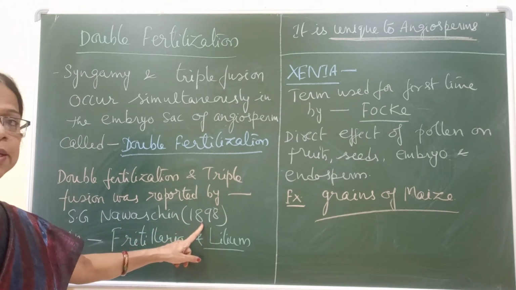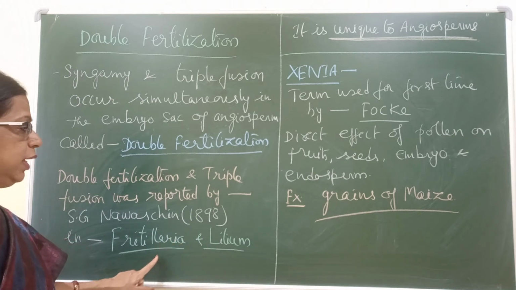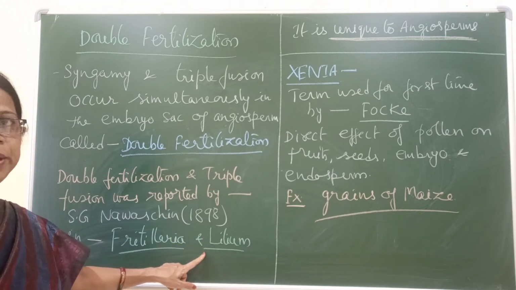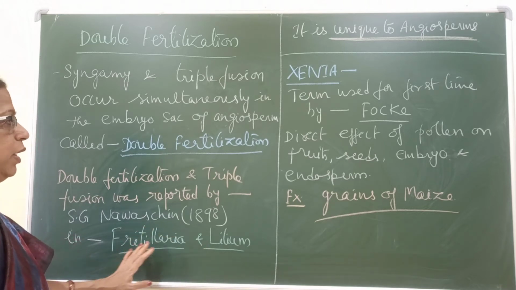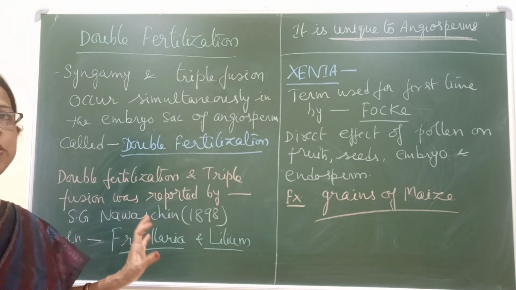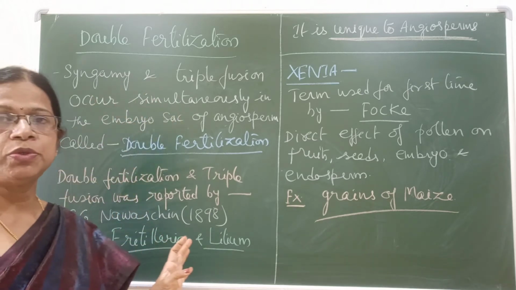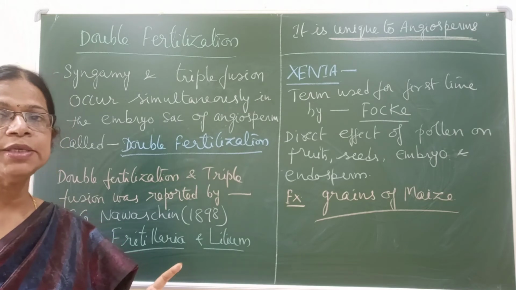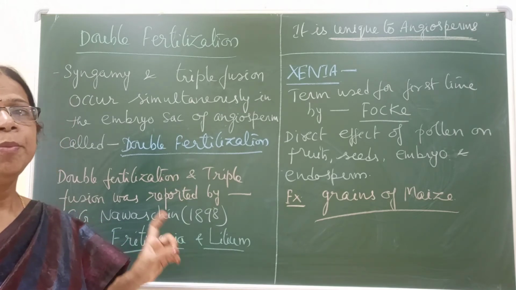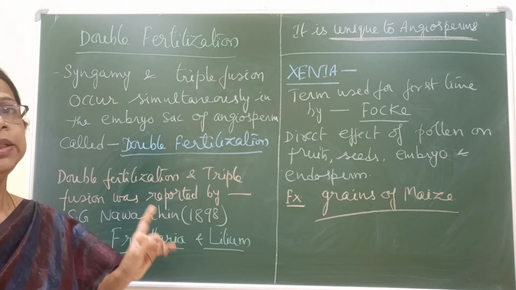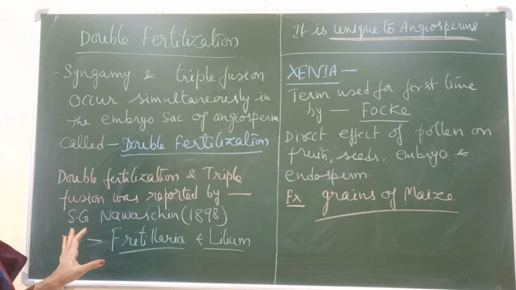This was in 1898 in plants belonging to Liliaceae, that is Fritillaria and Lilium, in monocots. For the first time it was identified in monocots. Of course, it is found in all angiosperms. It is a unique feature of angiosperms. We don't find it in any other group of plants. As I told you, syngamy is found in all groups of plants, but double fertilization, that is triple fusion, is unique only to angiosperms.